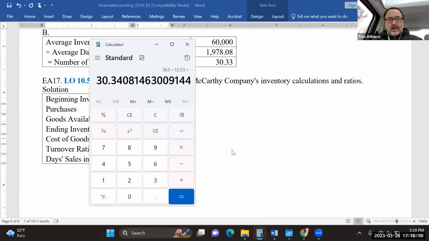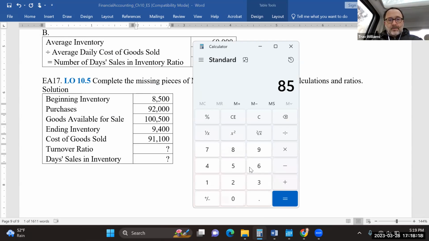So let's first figure out our average inventory. 8,500 is beginning, plus 9,400 ending. And we divide that by 2, 8,950. We take cost of goods sold divided by 8,950, and I get 10.18.